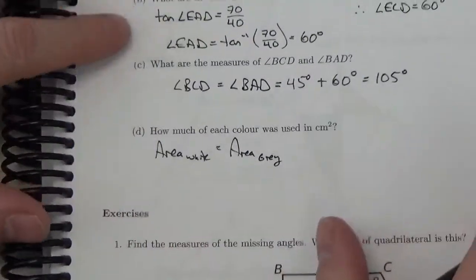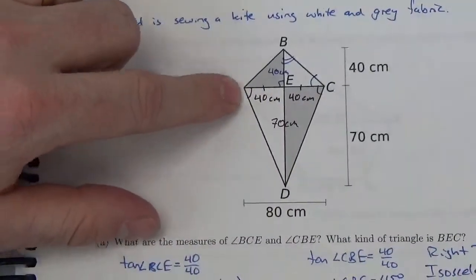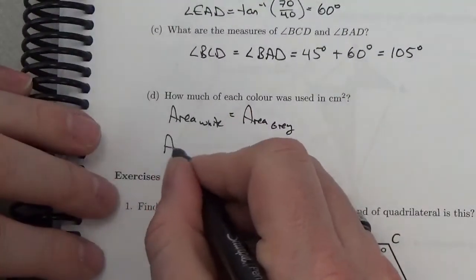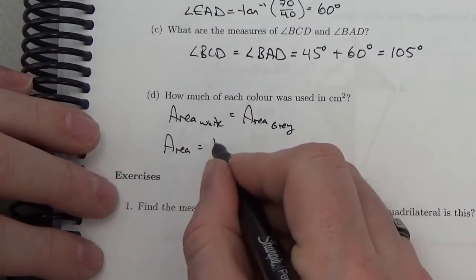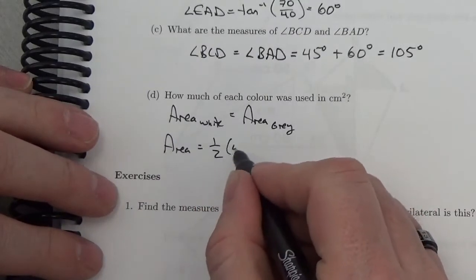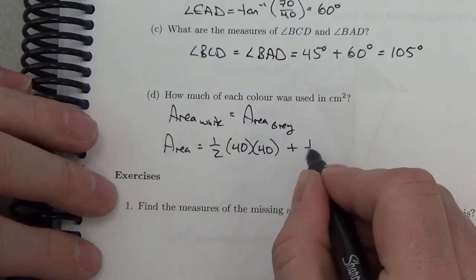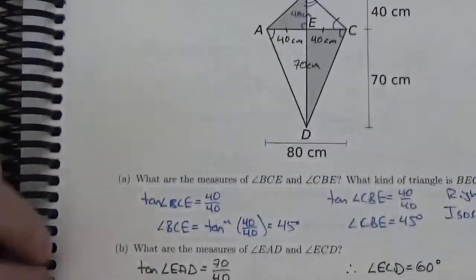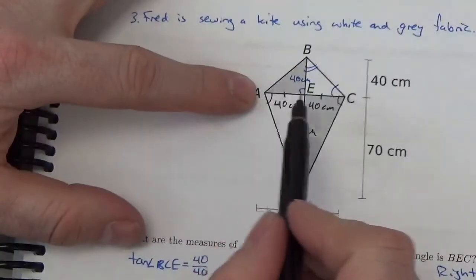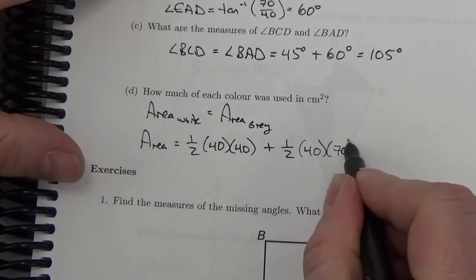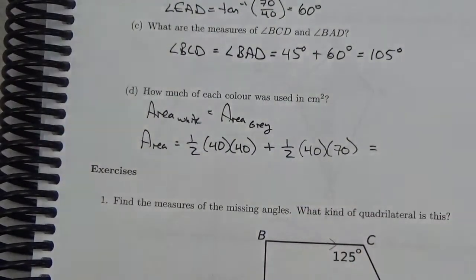So I've got two triangles. One where the base and the height are both 40 centimeters. So my area is going to be 1/2 the base times the height, which is going to be, in that case, 40 multiplied by 40. But I'm going to add to that the base and height of my other triangle here, this one, where the base is 40 and the height is 70. So 1/2 times 40 times 70. Now, this is just calculator work.